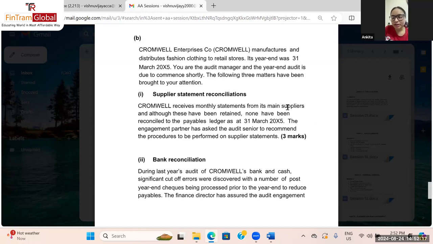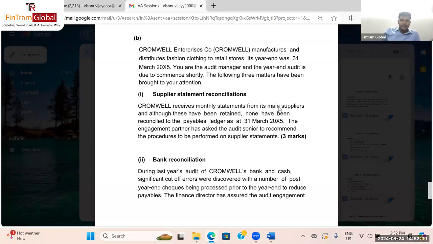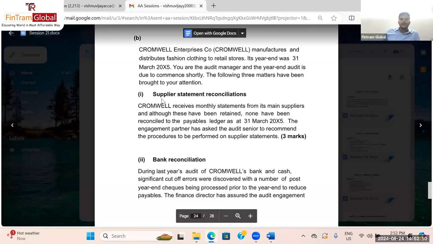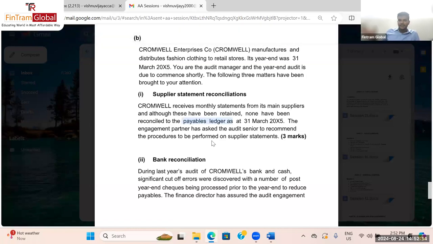We can compare the payable ledger with the purchase balance, something like that. That's a very specific procedure over here. Because as per the scenario, they're not doing the supplier statement reconciliation. And what do we do in supplier statement reconciliation? Cromwell receives monthly statements from suppliers. We compare the supplier statements with the payables ledger to see if everything is matching or not. If there are any differences, we look into it. This is not done. So what we have to do, as Ankita says, is compare some of these payable balances to the supplier statement to see if it actually agrees. On a sample basis again, okay? That's one procedure.